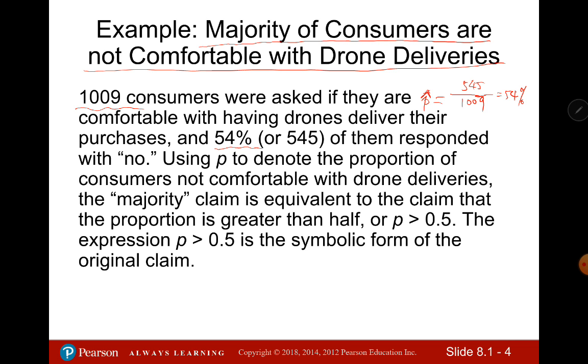So we want to translate the words into the symbolic form. How can we translate the words? Majority of the customers. That means most of the customers, or we will say more than half of the customers. If it's more than half, how can we express it by using the proportion? More than half. So if we translate majority to more than half, next if we want to use proportion, the proportion is more than half. So p is greater than half, 0.5. This is called the symbolic form of our claim.